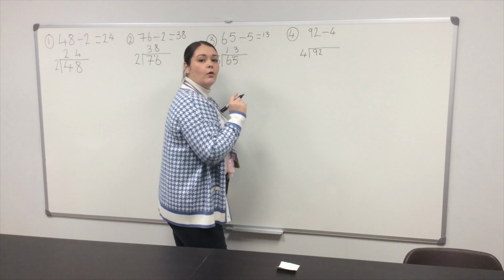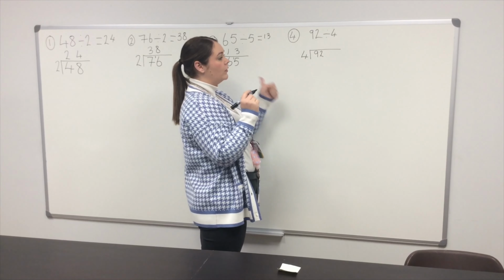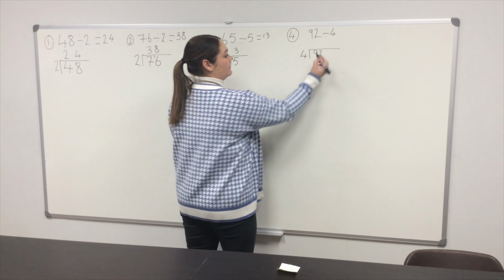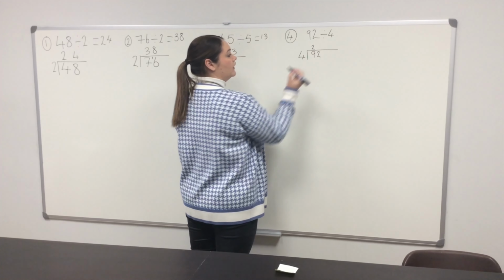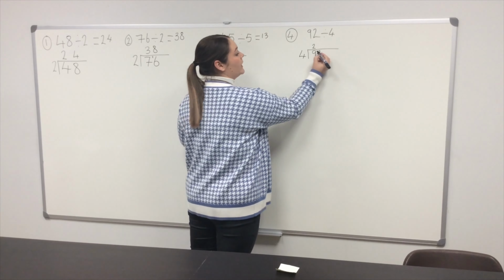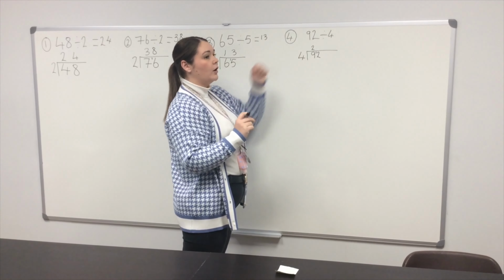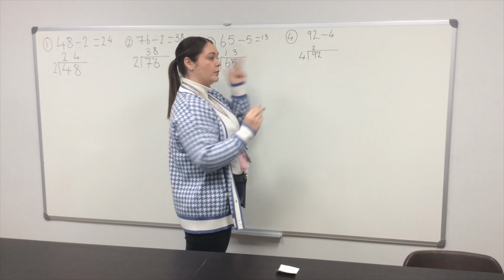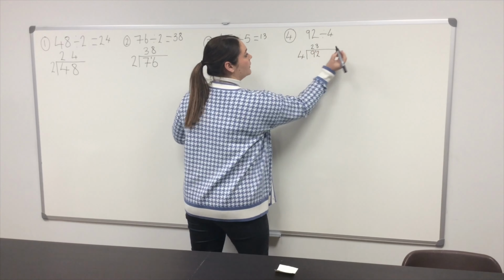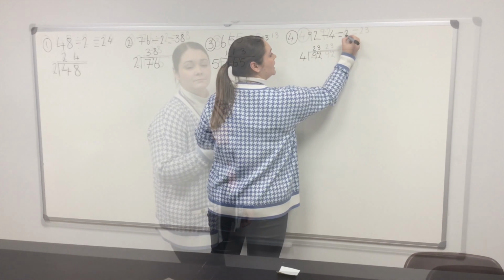How many times does 4 go into 9? 4, 8, so stop there. So it goes in twice. 8, 9, so I've got 1 left over. That gives me 12. 4 goes into 12, 4, 8, 12, 3 times. So 92 divided by 4 is 23.